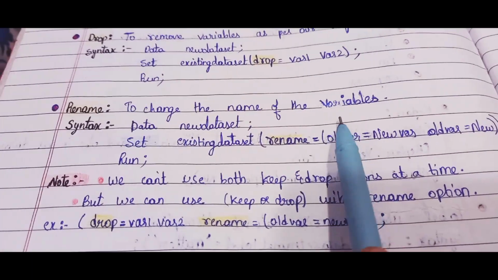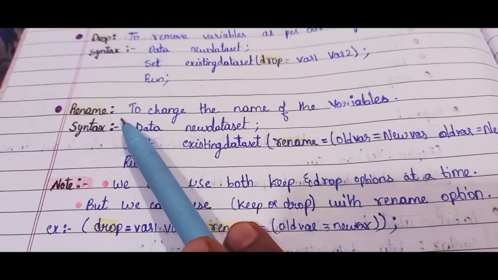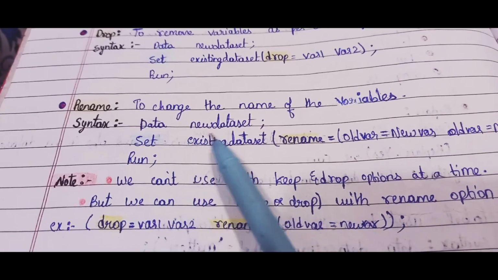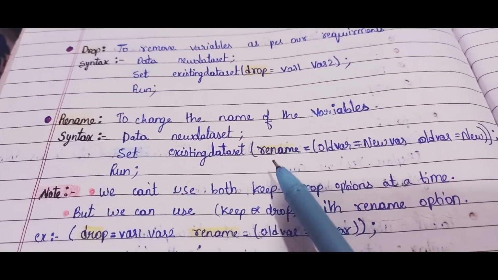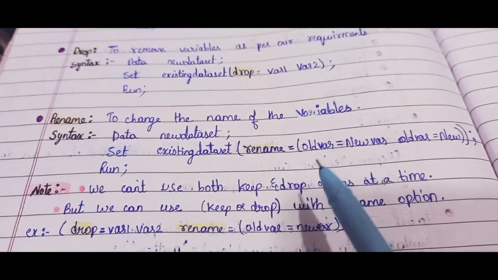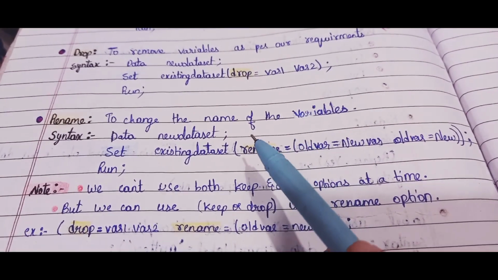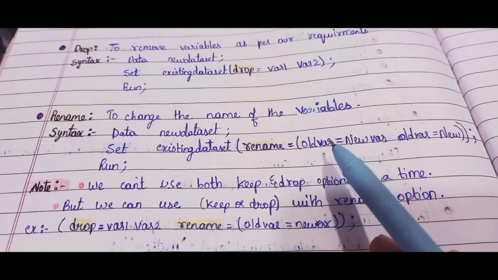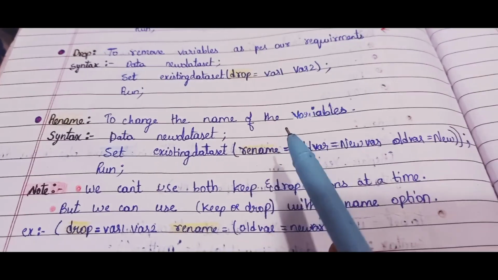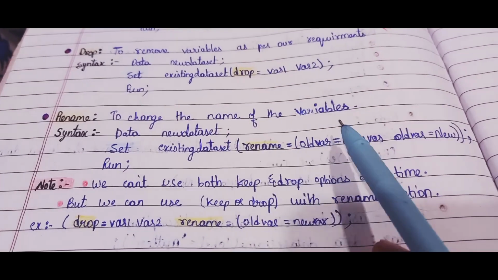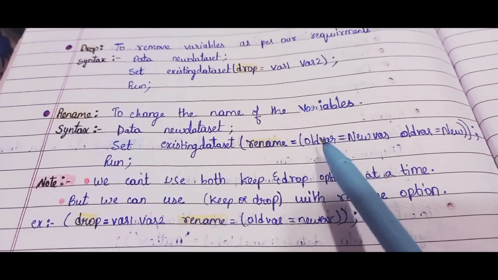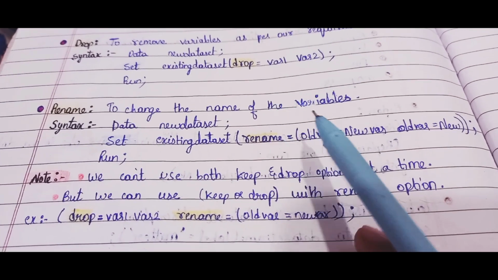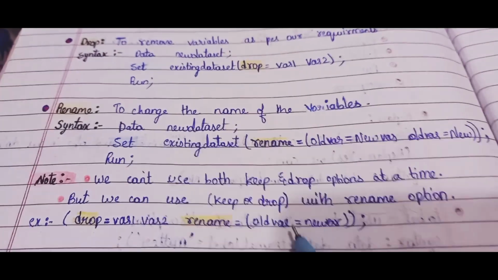To change the name of the variables, we'll write this option, rename option. So here also syntax is same, but for this rename we use two parentheses. So open parenthesis rename is equals to, again open parenthesis, old variable name is equals to new variable name. So in our new data set we will give a new variable name. Old variable name is nothing but whatever data you have created before, that one you will give here.